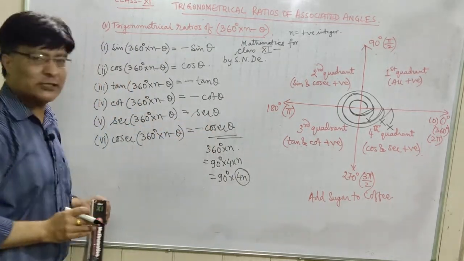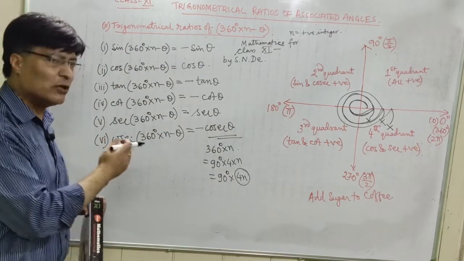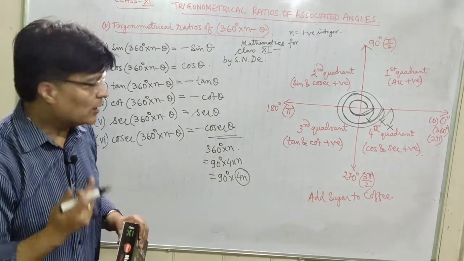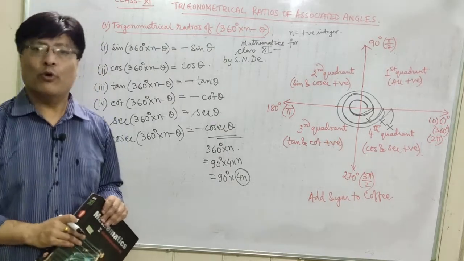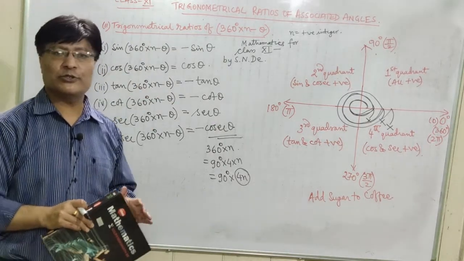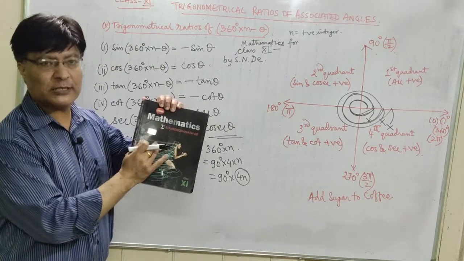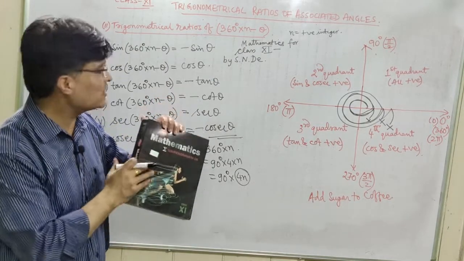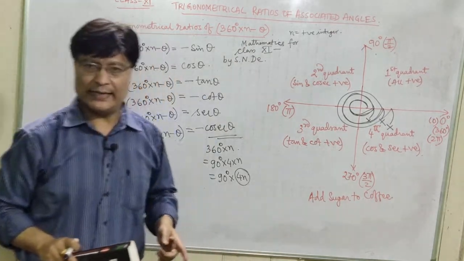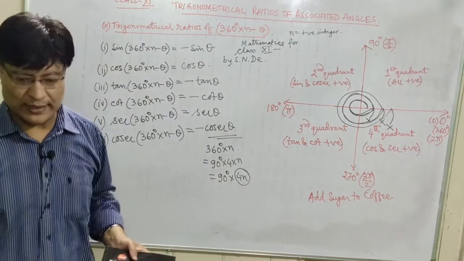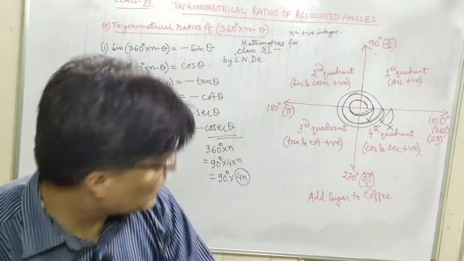Okay, so this much is for today. You revise all the formula that we did today. In the next online class, we will do more problems on these trigonometrical ratios of associated angles from this book, Mathematics for class 11 by Sailendra. So this much is for today. So you can copy this one.